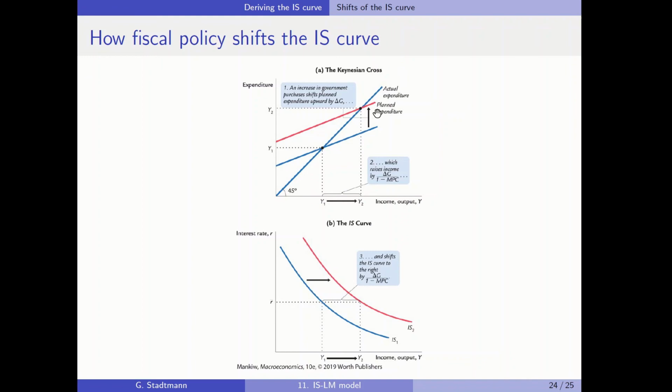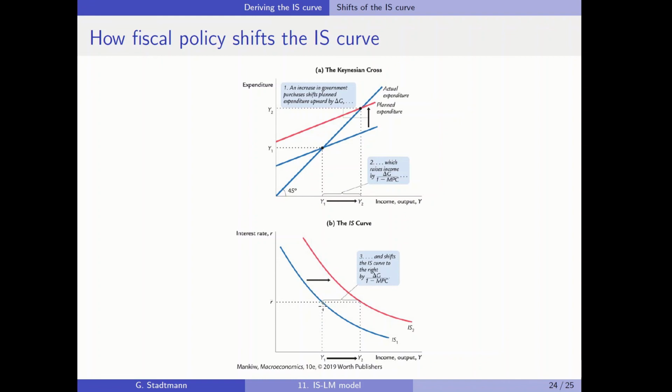Why is that? We start in the upper diagram in the blue Keynesian cross. The government increases government spending so that planned expenditure increases. The blue expenditure curve shifts upwards and the red expenditure curve is valid. We can see here that this leads to an increase in GDP. So an increase in government spending leads to an increase in GDP and shifts the IS curve to the right.